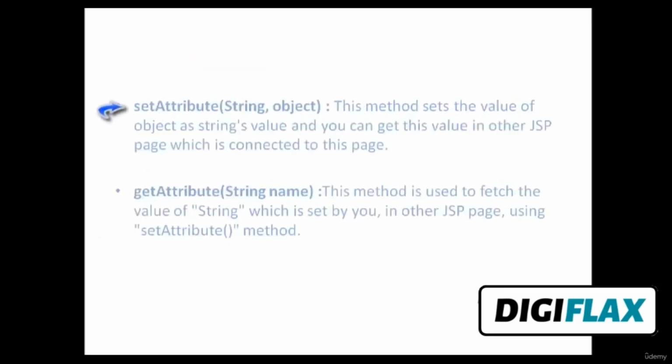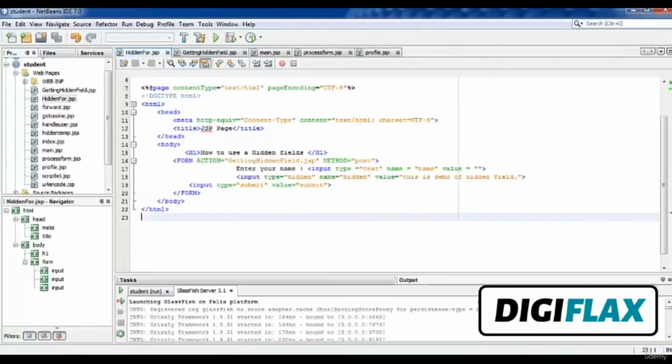setAttribute. This method sets the value of the object as a string value, and you can get this value in another JSP page which is connected to this page. getAttribute. This method is used to fetch the value of the string which is set by you in another JSP page using the setAttribute method.